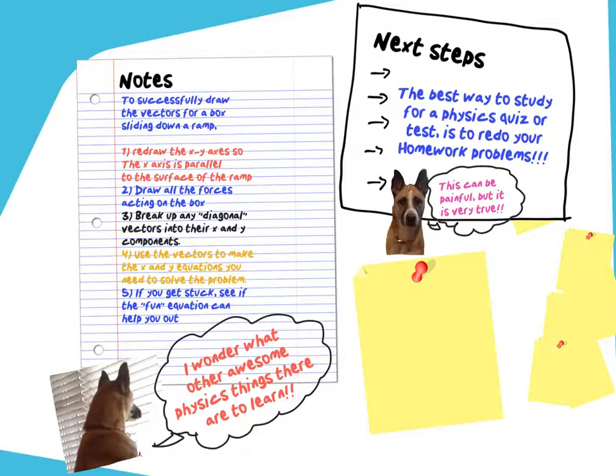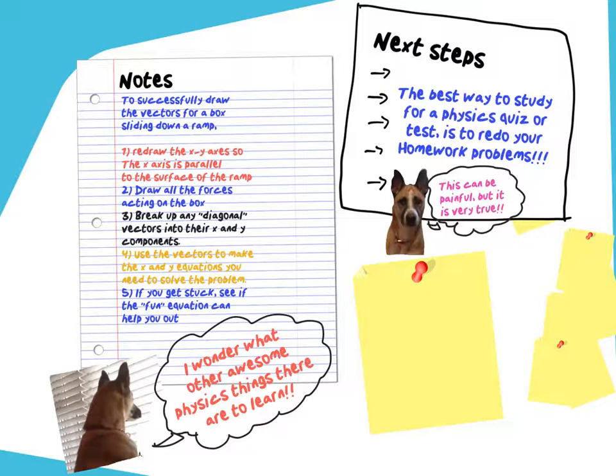To summarize, to successfully draw vectors for a box sliding down a ramp and to solve the problem, redraw the x and y axis so the x-axis is parallel to the surface of the ramp. Draw all the forces acting on the box. Break up any diagonal vectors into their x and y components. So in this case, it's the force of gravity vector. Use the vectors to make your x and y equations needed to solve the problem. Do not neglect to separate your x and your y equations. This will help you greatly. And 5, once you form those equations, if you get stuck, see if you could use the fun equation to help you out.